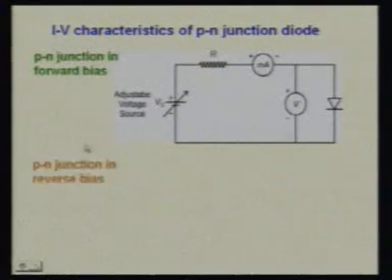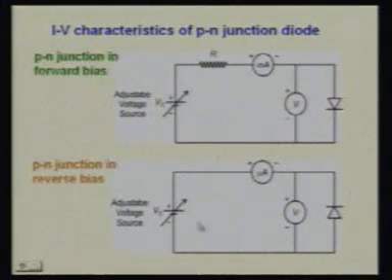And in reverse bias condition, we see that the positive terminal of the battery is connected to the N terminal of the PN junction diode, and the negative terminal of the battery is connected to the P terminal of the PN junction diode. And this is the voltmeter which is connected across the diode. Now in reverse bias condition, the current is very small, the reverse saturation current, which is in microampere when we use a germanium PN junction diode, and it is in nanoampere if we use a silicon PN junction diode.